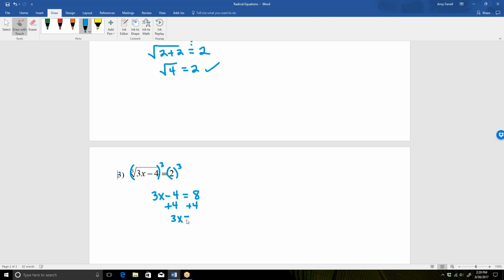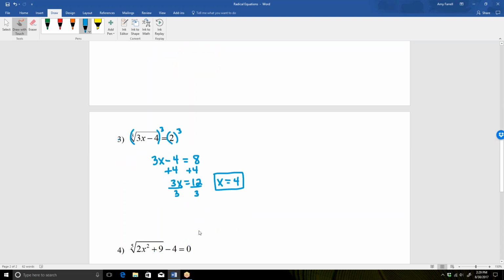Good news is, when you solve radical equations with an odd index, you do not need to check your answer. Now, it's always a good idea to check your answer, but you do not need to. We do not get extraneous solutions when the index is odd.